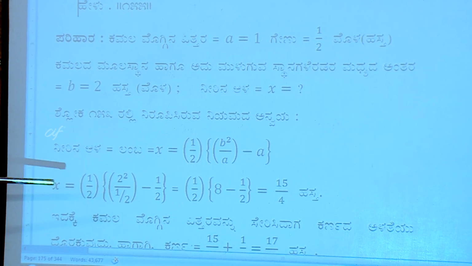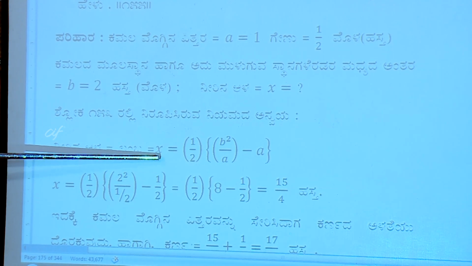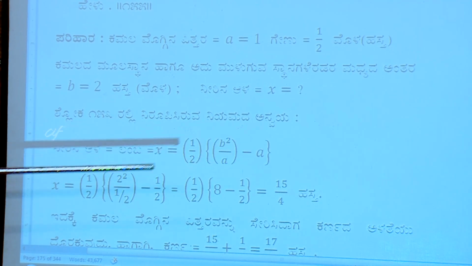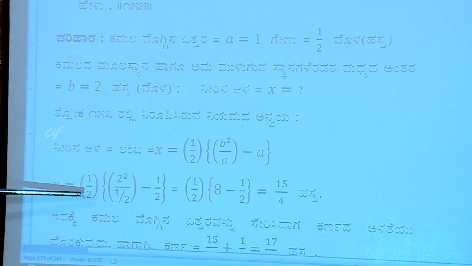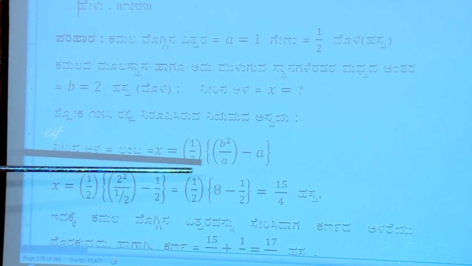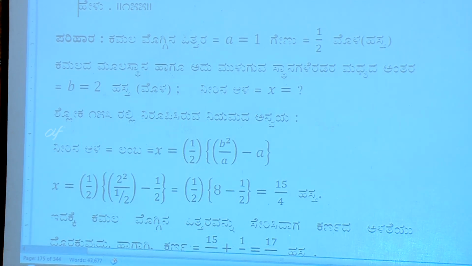Next, we have to find the height of water. It is x. X is equal to half of v square by a minus a. Now, substitute the values for b and a. You will get the answer. X is equal to 15 by 4. The depth of water is 15 by 4. Next.